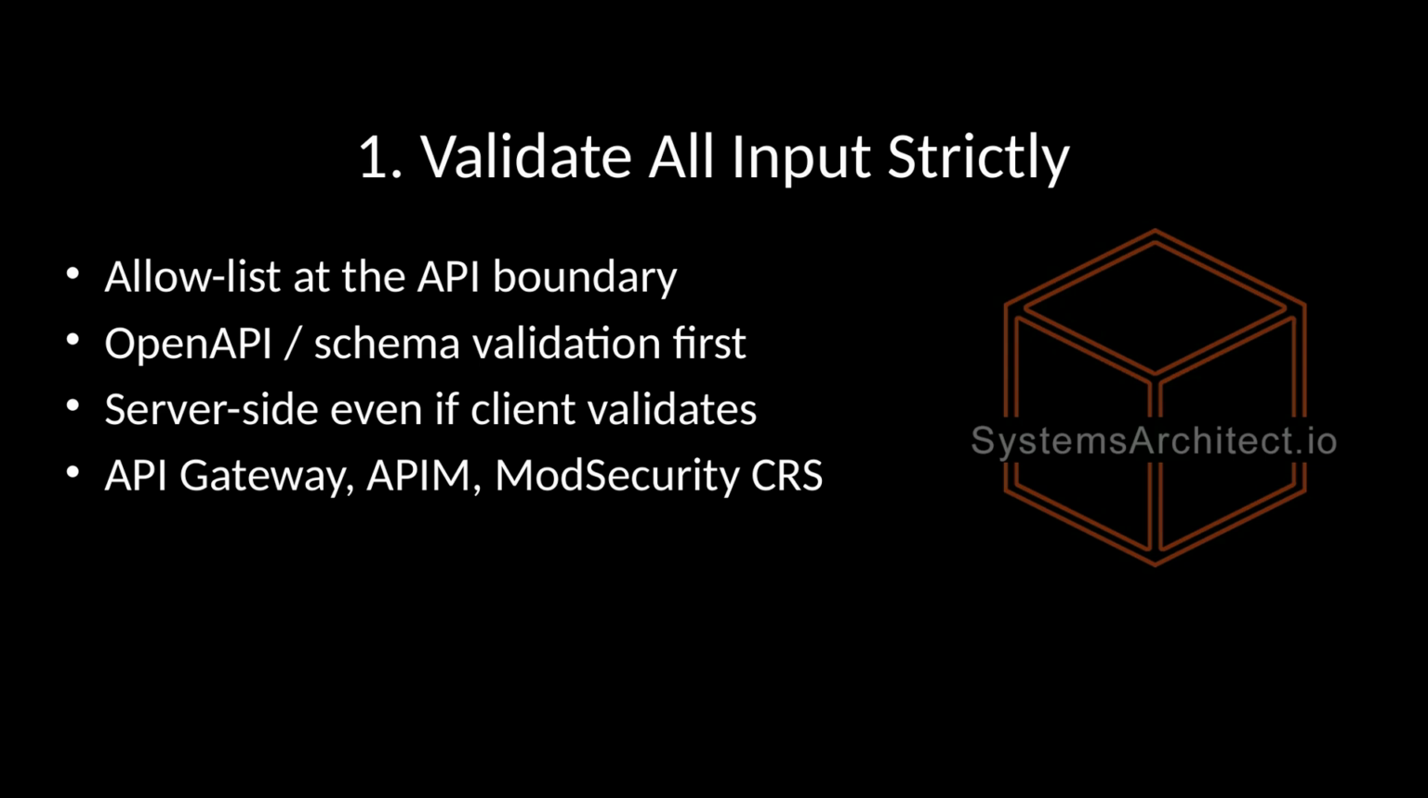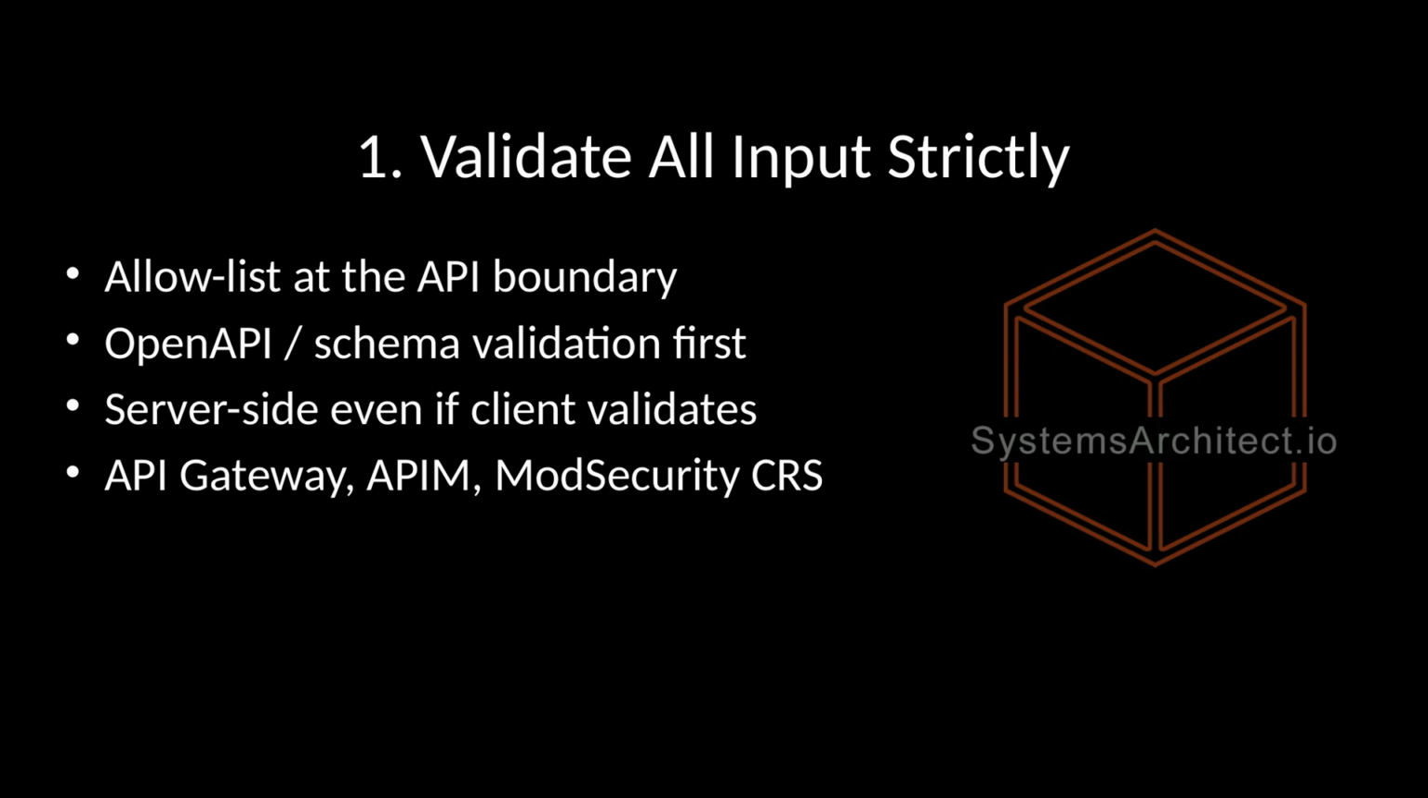Allow list what is valid with schemas, ranges, and enums. Use OpenAPI validation at the API boundary. Validate on the server even if the client already checked. Libraries such as AJV, Pydantic, and Jakarta Validation beat ad hoc checks that are easy to skip. AJV, another JSON schema validator, is a popular JavaScript library for validating data against JSON schema.